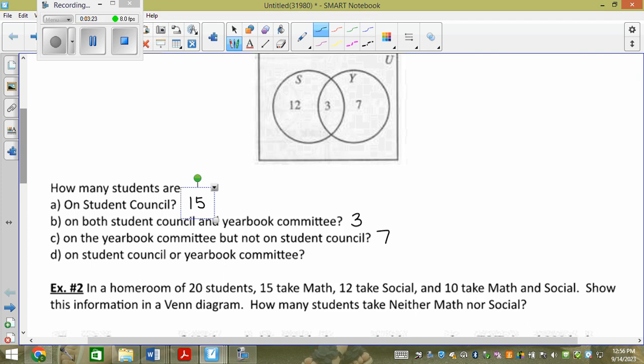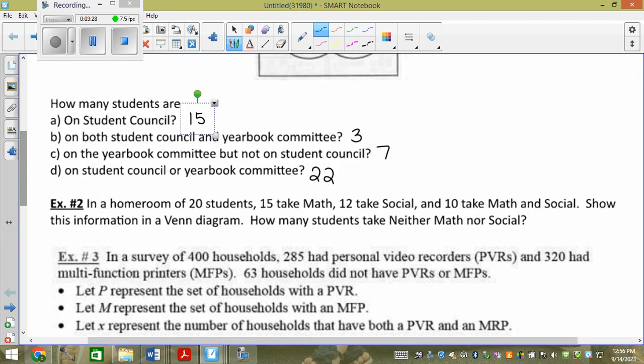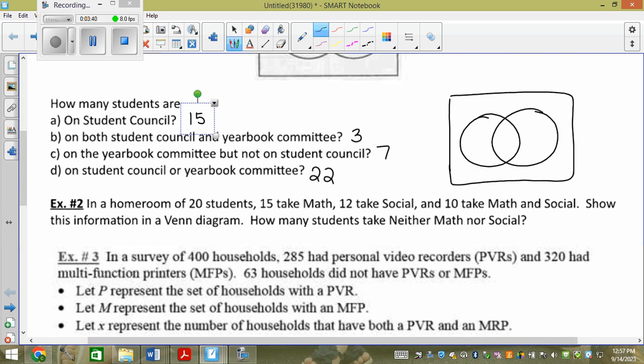So that's 22. Now the next one here says, in a homeroom of 20 students, 15 take math, 12 take social, 10 take math and social. So I'm going to do the math and social first, right? So it said that 10 take math and social, so that goes in the middle. Then it says 12 take social. So how many take social only? 2. You subtract.